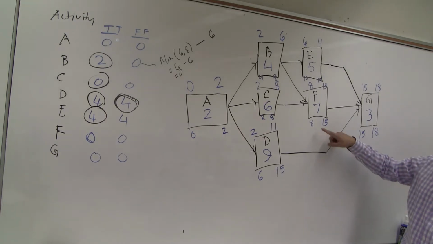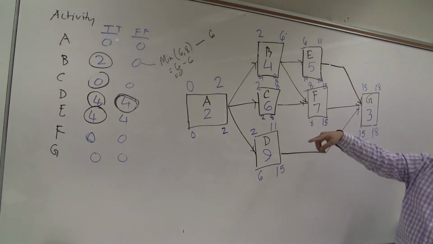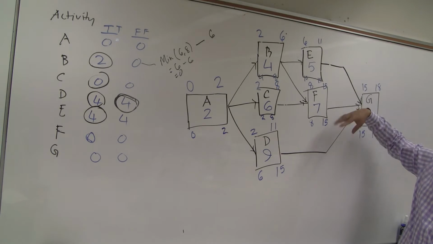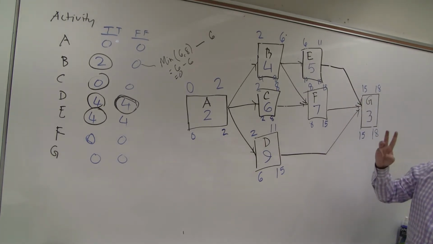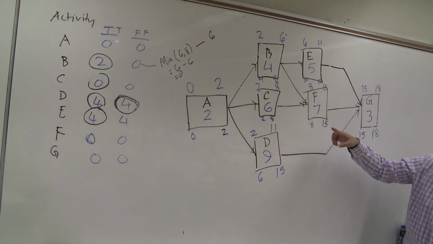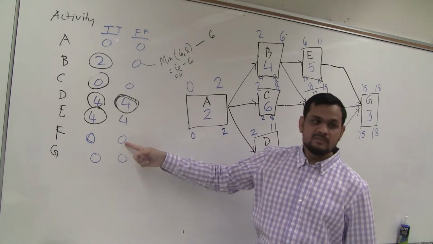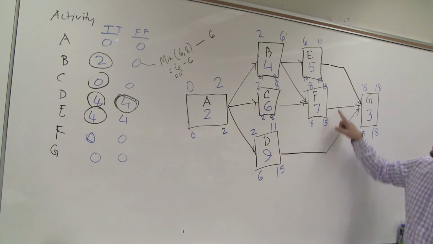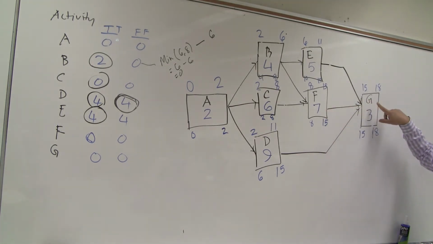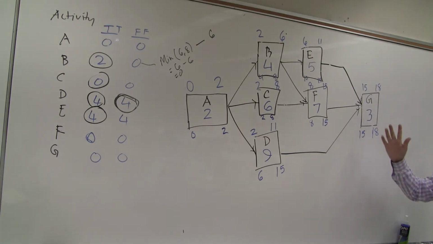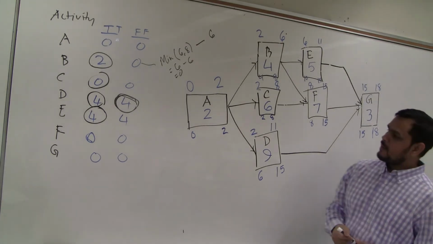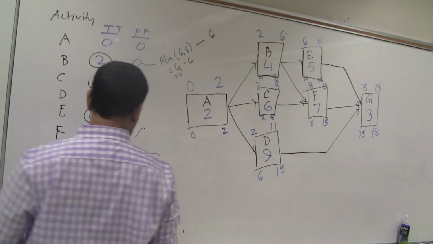F: 8 minus 8, 0, so total is 0. Similarly, I can do many things, yes? Many ways, 3 different ways. Why is free 0? Free is 0 because total is 0, that means free must be 0. But check here. Finishing on 15, follower is G, starting 15. No time to delay. So it is 0.